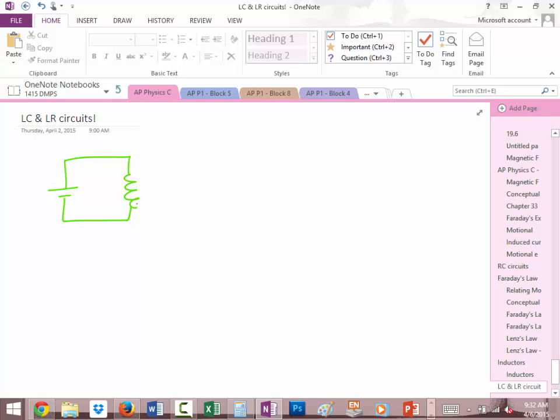But as soon as, oops, I forgot to put a switch in here. Let me put a switch in. As soon as I open that switch, there is a change in current, which means there is a change in the magnetic field, which means there's a change in flux, which means you're going to have an induced current in the other direction, to undo that change. That's when the inductor becomes important. It's when there is a change in current. That's the big thing you want to remember about inductors in general.